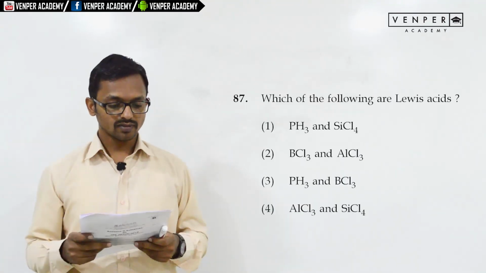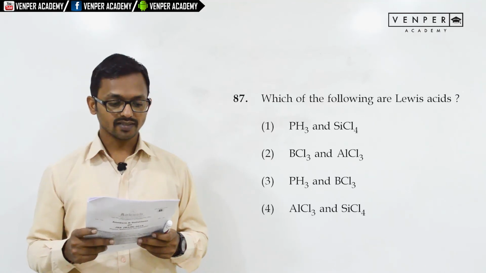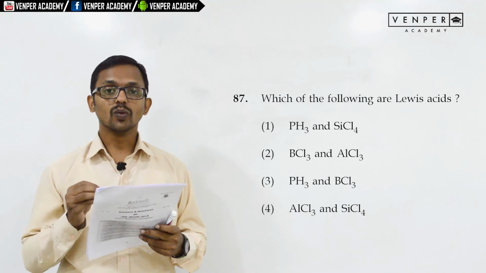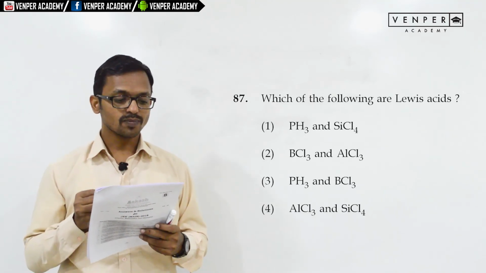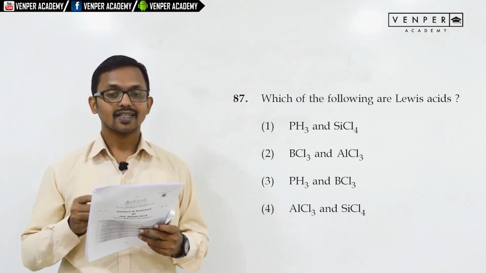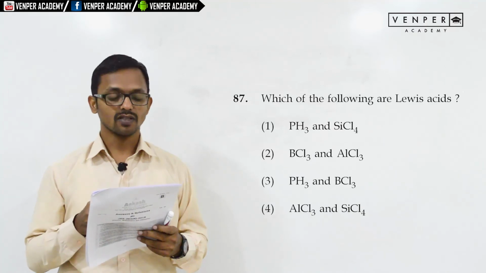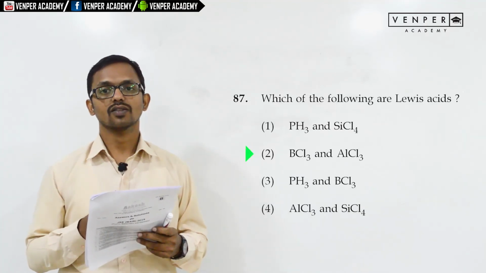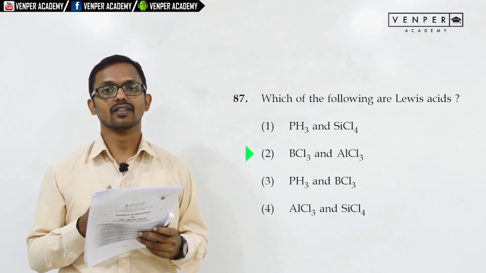Question number 87, which of the following are Lewis acid? In the given 4 options, option 2 is the correct answer, because BCl3 and AlCl3 can accept a lone pair of electrons. So we can say BCl3 and AlCl3 are Lewis acids. So option 2 is the correct answer.